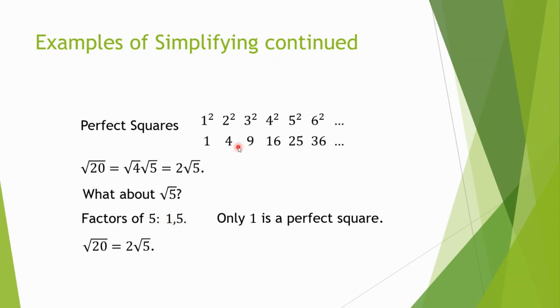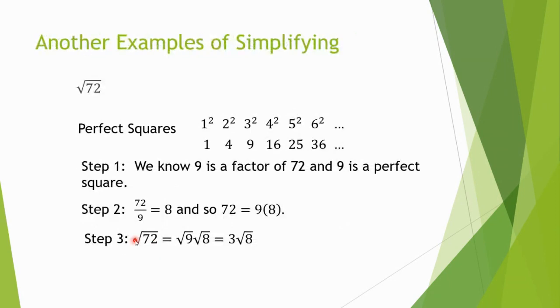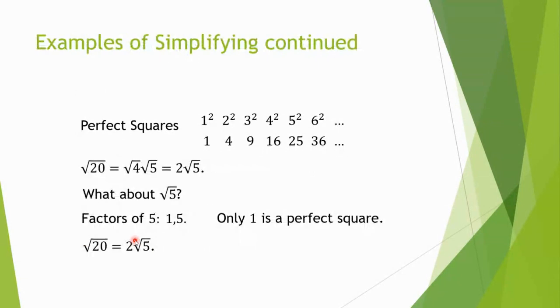But you can see that 5 is not a perfect square. It's not equal to some natural number squared. So because of that, square root of 5 is simplified. And so this is good. Here we have simplified the square root of 20 to be 2 times the square root of 5. So we're good. Okay, good.